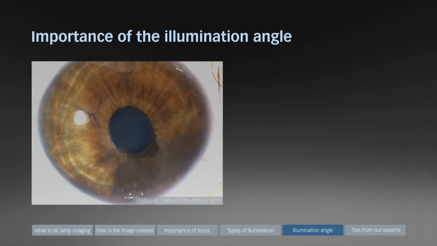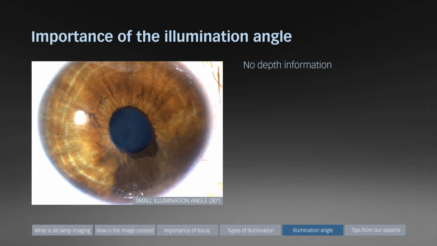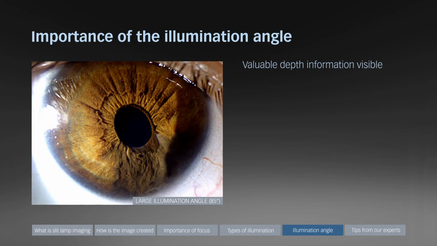This image has been captured with a small illumination angle of about 30 degrees between microscope and illumination. It nicely shows the color of the iris, but it does not give any depth information. The same eye has been captured with a large illumination angle of 85 degrees. Now the shadow casting exposes 3D information of the tumor.